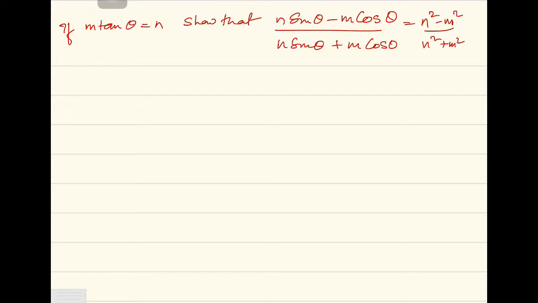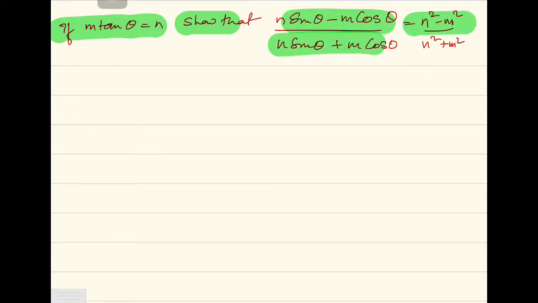Okay, here I have the third and the final sum from this topic, quadrant rule, and the sum says if m tan theta equals to n, show that n sin theta minus m cos theta and n sin theta plus m cos theta equals to n square minus m square, n square plus m square. So this is the sum.